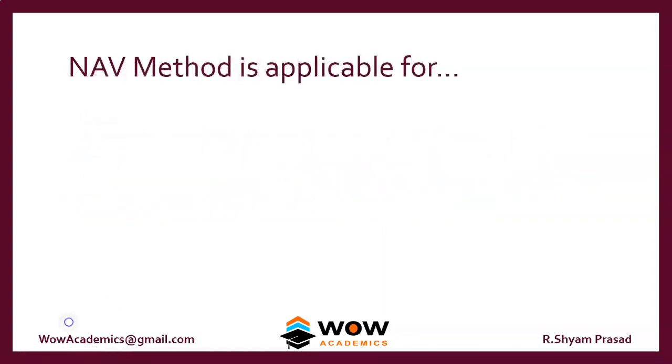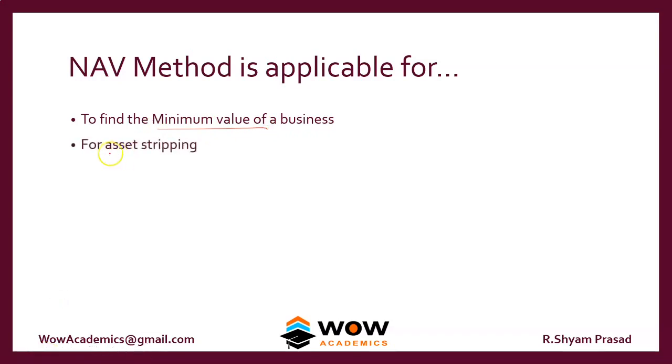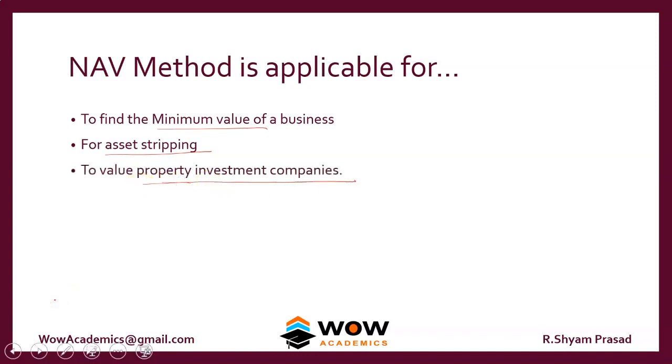So the NAV method is very applicable to find a minimum value of a business. We've already discussed this. For asset stripping, if the assets are going to be sold on an individual basis, then this is useful. To value a property investment company, so if a company has a lot of properties, land, buildings, or mining, it's very useful. And to value asset-based companies such as mining, this is a very appropriate method.